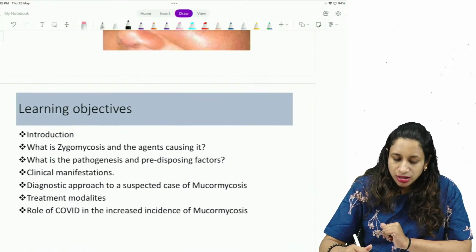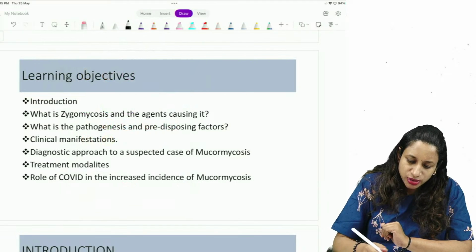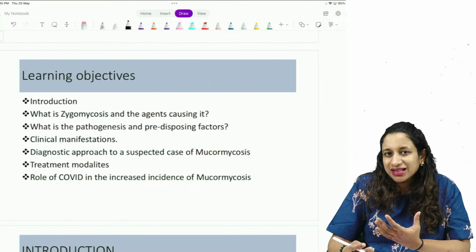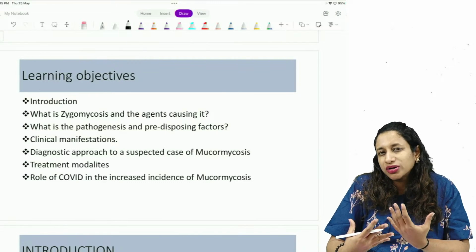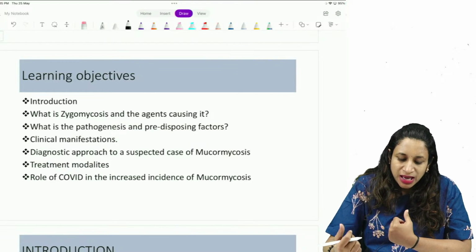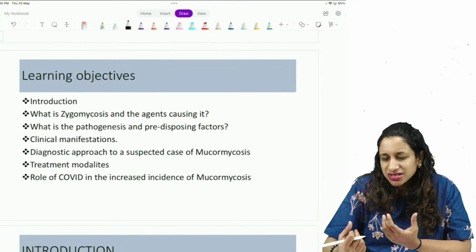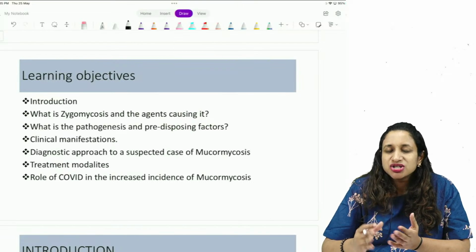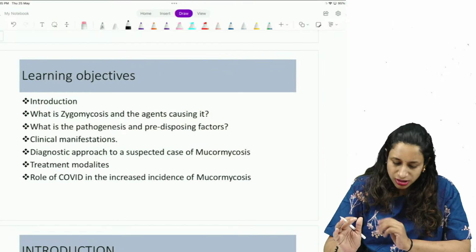Now what is our learning objective? What are we going to learn today? First and foremost, we are going to talk about what exactly causes it. So what is the introduction? It's going to be about what group it belongs to and what exactly you should remember about it. The second thing that we are going to talk about is zygomycosis and the agents which cause it. We are going to discuss all the agents which cause this particular condition.